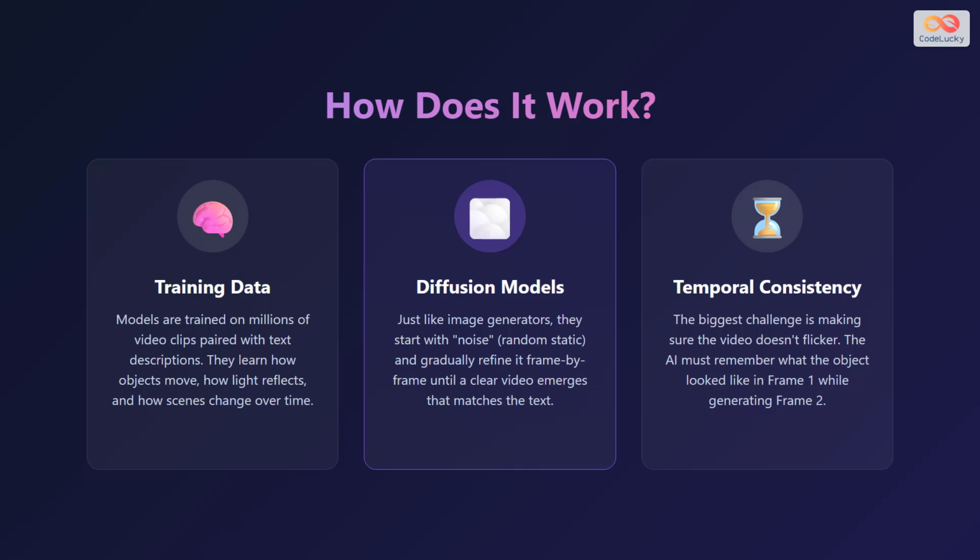Under the hood, these systems typically use diffusion models. They are trained on massive datasets of videos. When generating, they start with random static noise and gradually refine it, frame by frame, into a coherent video. The biggest challenge is temporal consistency, ensuring that objects do not warp or change randomly as time passes.